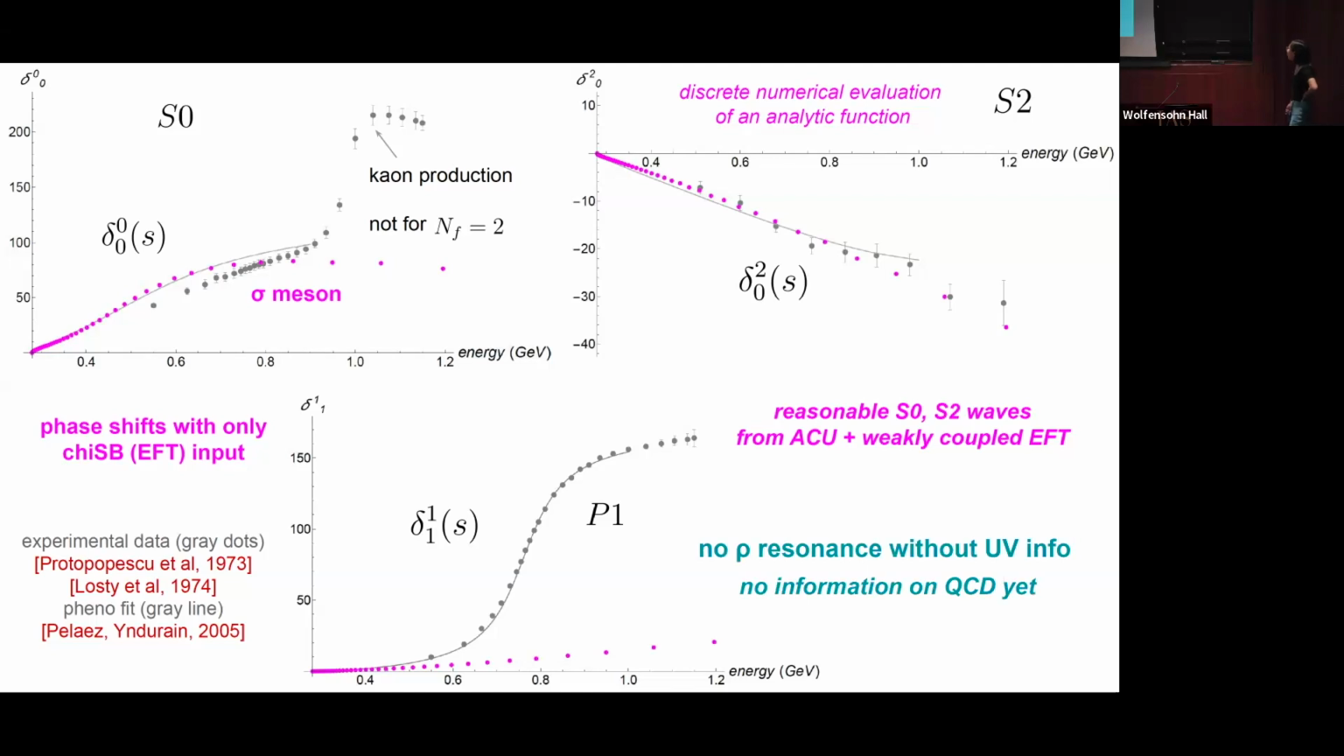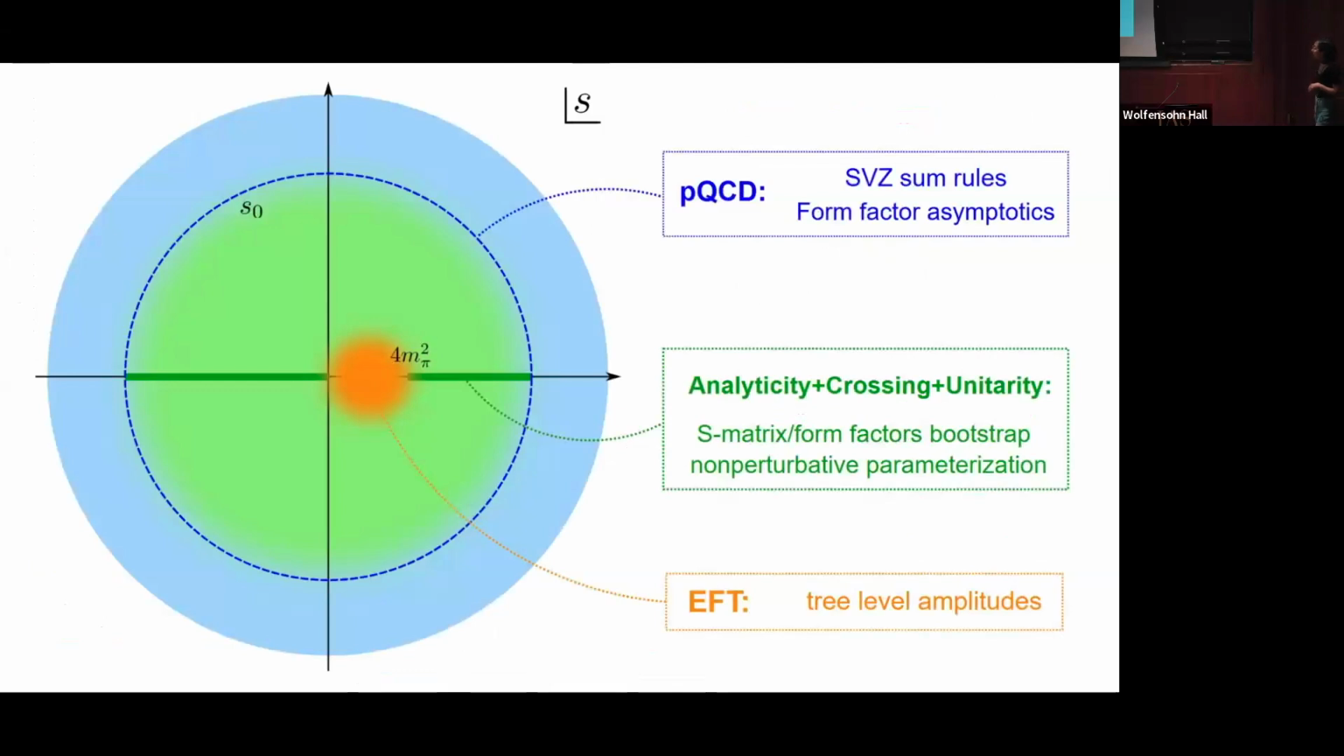But the feature of QCD, which is the rho resonance that's in the P1 wave that we see in the experiment, does not appear. And this also makes sense since we haven't given any UV information yet. So at this point, the bootstrap has no idea that QCD is the theory that we're trying to solve. That brings us to the final step, where we're going to input the information about QCD.